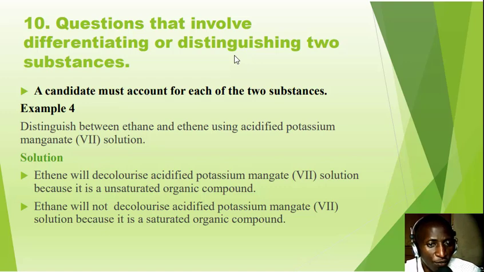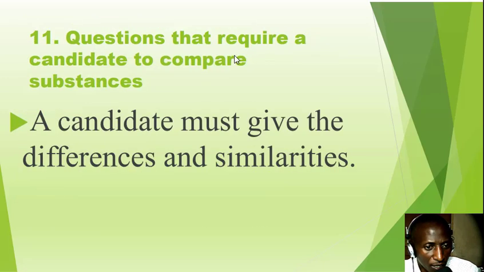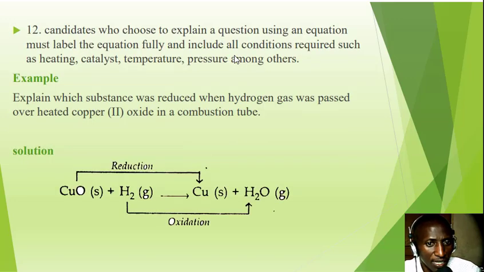So in this case, we have accounted for each of the two substances and we have shown the difference between the two. Next, we look at questions that require a candidate to compare substances. A candidate must give the differences and the similarities. Number 12, candidates who choose to explain a question using an equation must label the equation fully and include all conditions required, such as heating, the catalysts, the temperature, pressure, among others.